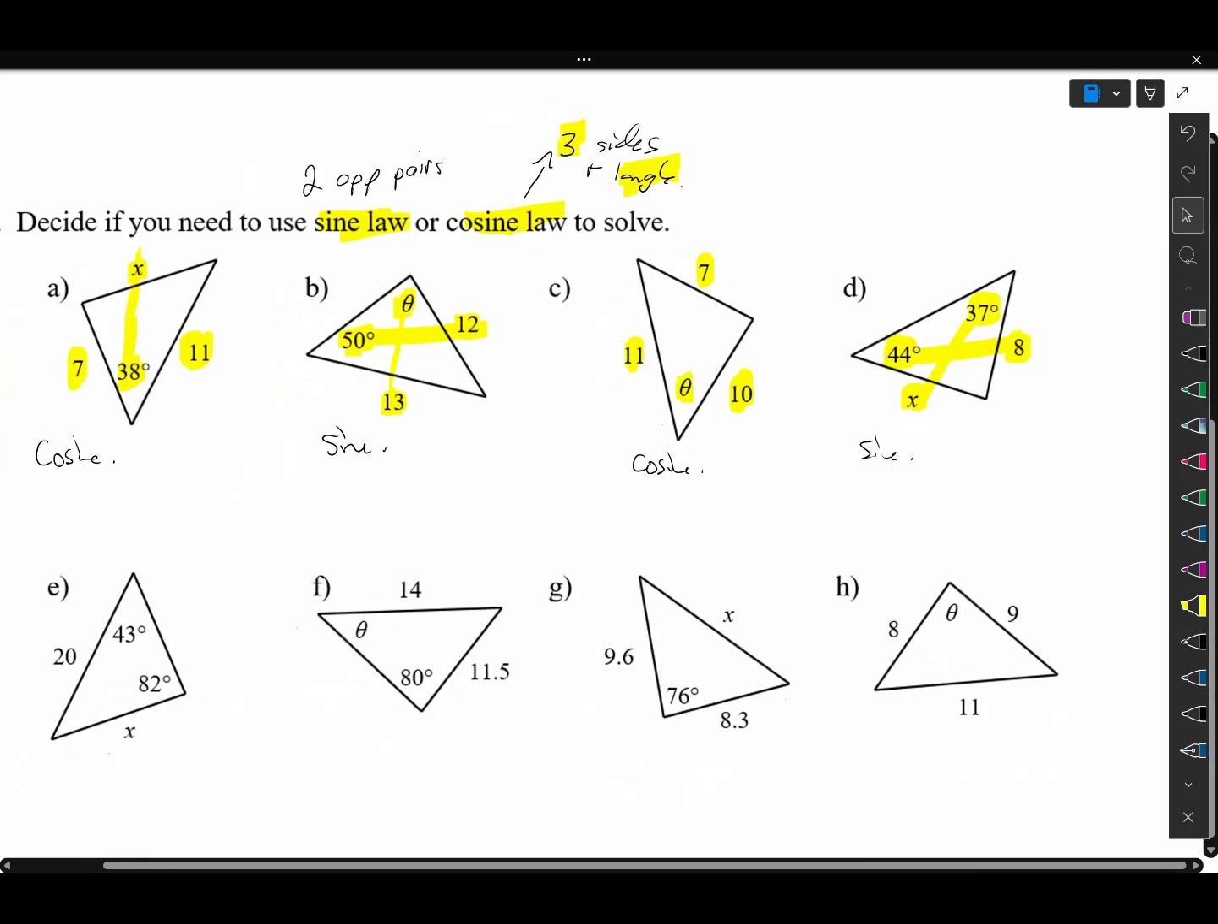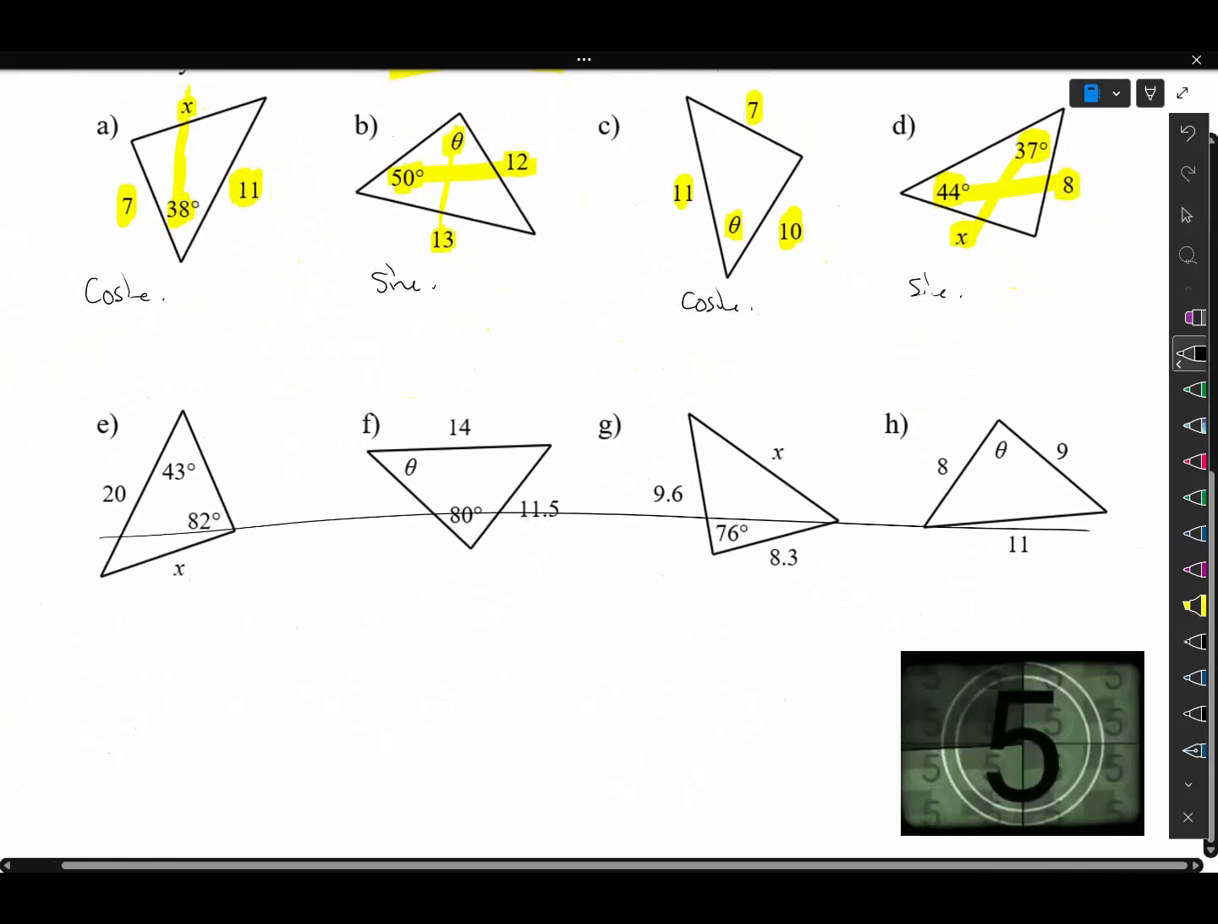Regardless of whether you paused it before, I want you to pause now. I want you to put all of your answers in right here, then you can unpause the video and see how you did.